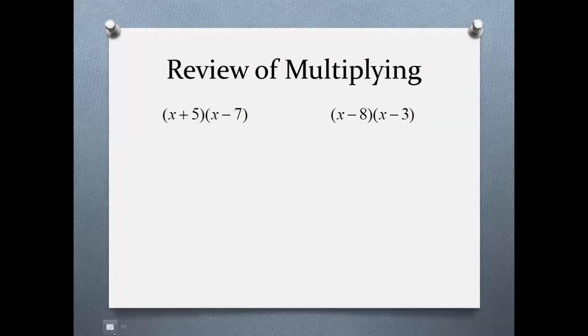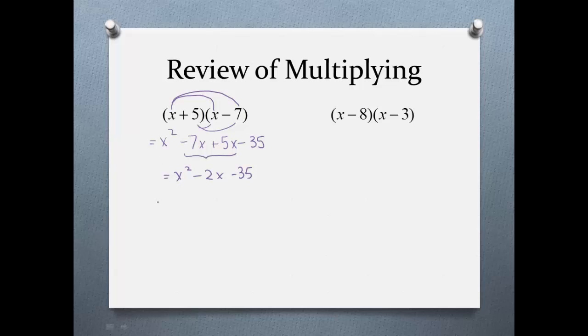So in order to understand how to do that, we have to really understand how multiplying binomials works. So just a quick review here. If you want to multiply x plus 5 times x minus 7, we need to use the distributive property. So I have x squared for the first terms. The outside terms give me negative 7x. The inside terms give me 5x. And the last term gives me negative 35. And then these two terms here are like terms, so I can combine those and get x squared minus 2x minus 35.